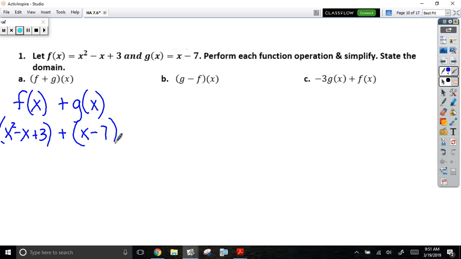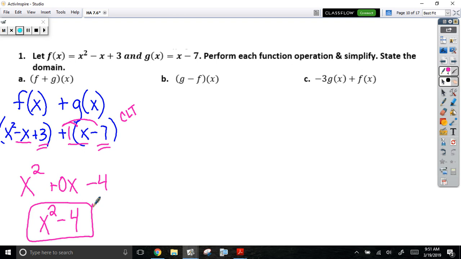Now when you're adding functions, you're really adding the two functions together. You could distribute a positive 1, but nothing changes, right? So all you're doing is combining like terms, essentially. So x squared has no like term, so we'll bring it down. We have a negative x and a positive x, which would get me 0x, or you could leave it off. And 3 minus 7 is negative 4. So this would just be x squared minus 4.